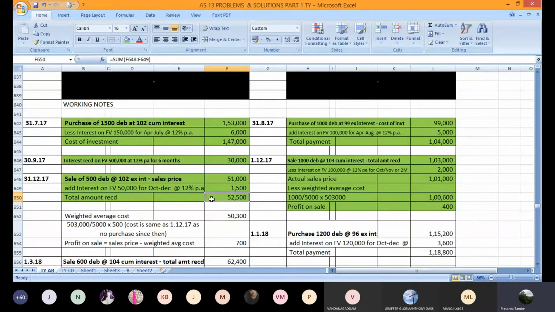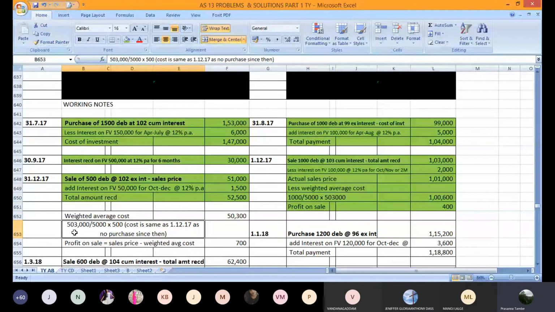Now we have to find out the weighted average cost. Here there is actually no change in the weighted average cost compared to the last transaction of 1st December because there is no fresh purchase. So whatever is your weighted average cost on this day, that will still hold good. Even if you take the data of that date and calculate the weighted average cost, you will still get the same result.